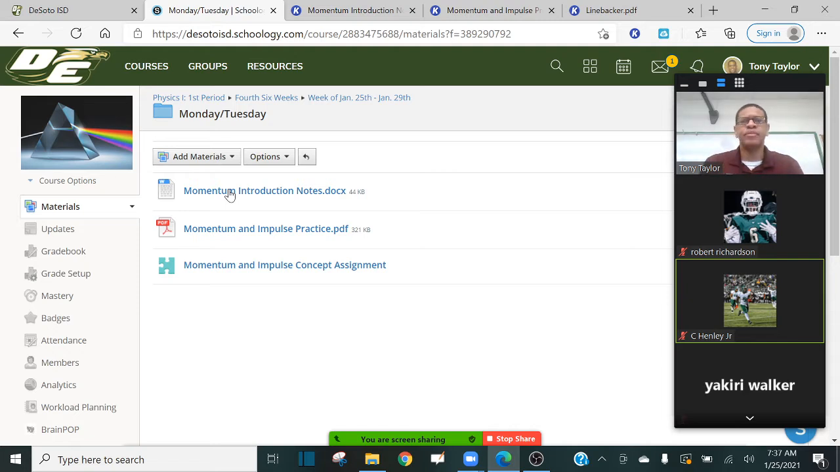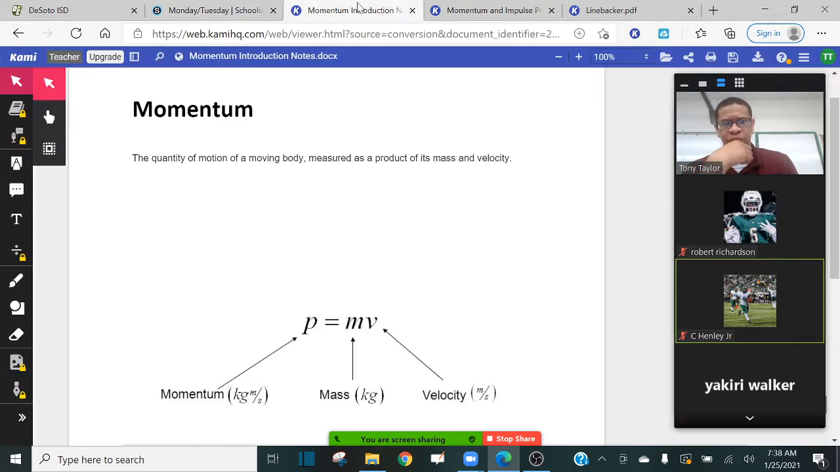Now, today we are introducing a topic known as momentum. We're going to talk about momentum. We're going to talk a little bit about impulse today, and then as soon as we get done going over these examples, I'm going to open up the momentum and impulse concept assignment. But our main focus today is introducing momentum. And of course, I have some notes here. And so the notes look like this.